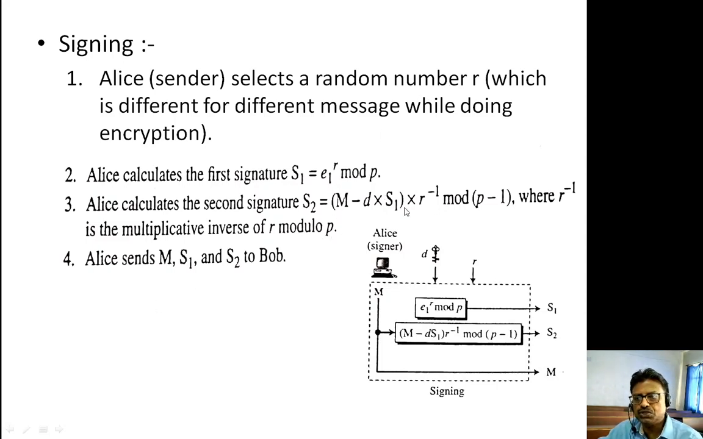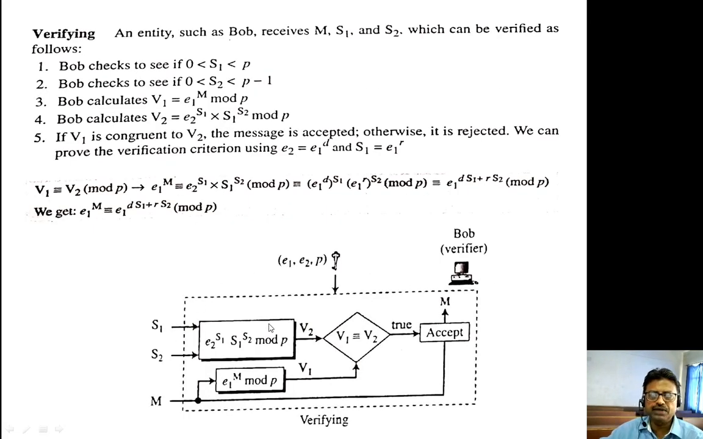So by using these two formulations, it is able to create two signatures, S1 and S2. S1 and S2 are sent to the receiving end. Now let us see how the verification is being done. Suppose the verifier or the receiver is Bob.